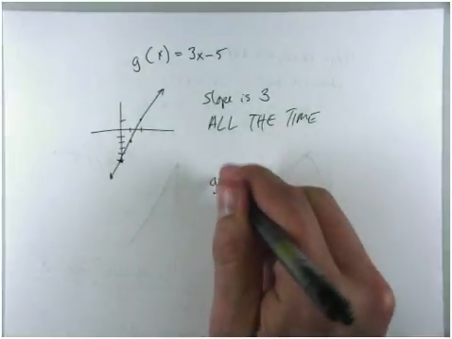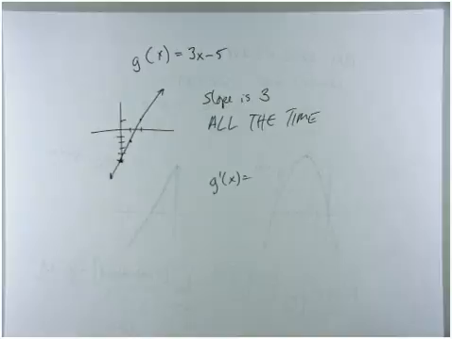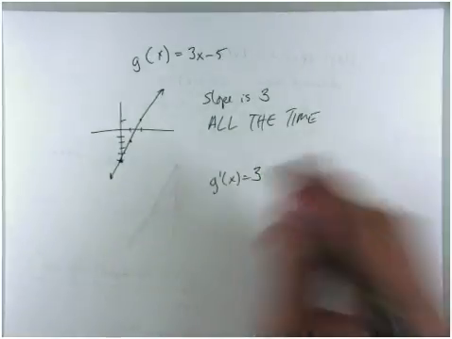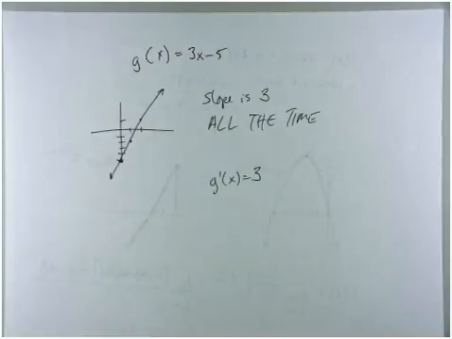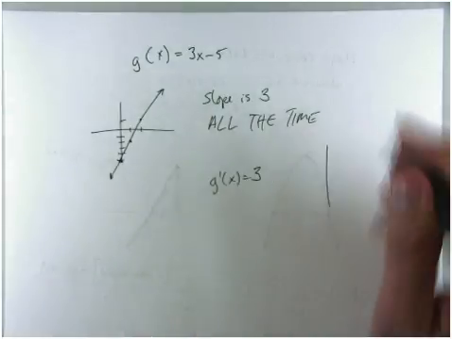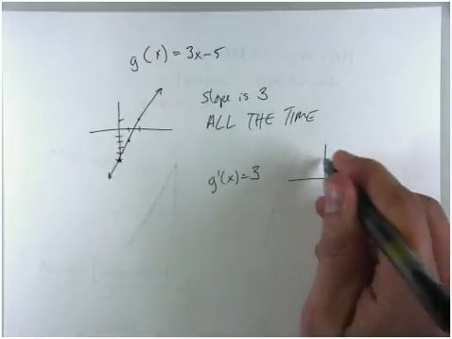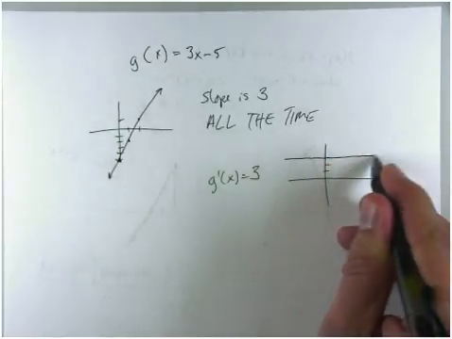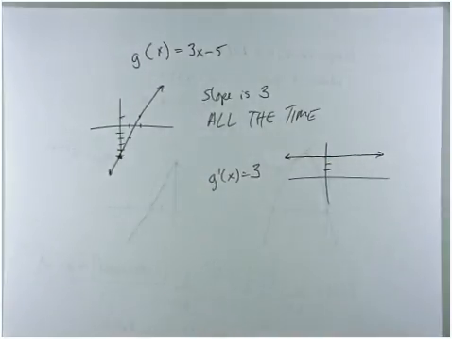So what do we imagine that g prime of x is going to be? 3, right? It's always 3, no matter what x is. What does that look like? It's a flat line, right? It's just always 3.